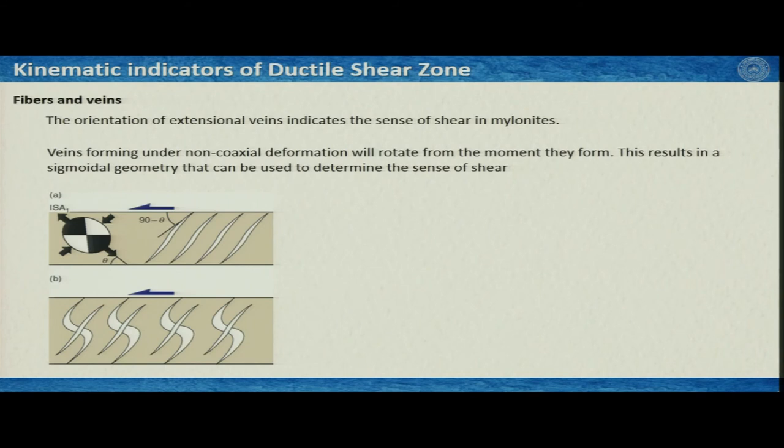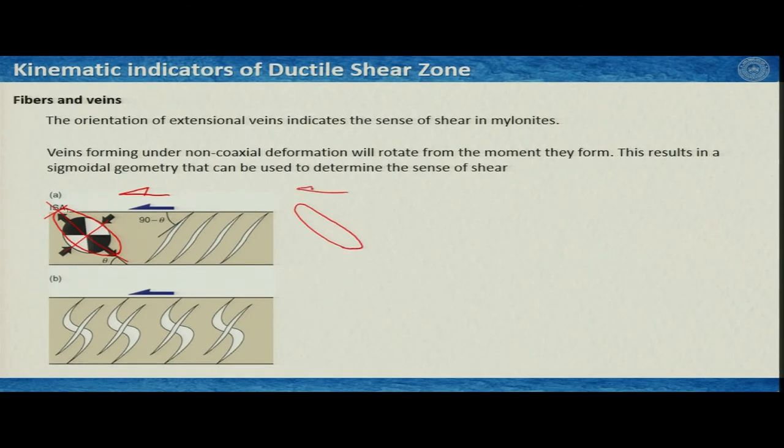Now we'll go to another kind of kinematic indicator, which is fibers and veins. The orientation of extensional veins indicates the sense of shear in mylonites. Now, veins forming under non-coaxial deformation will rotate from the moment they initially generate, and this results in a sigmoidal geometry that can be used to determine the sense of shear. So here are two illustrations. What we see here is that once I have initiated a shear in the sinistral manner, as you see here, then the bulk strain ellipsoid could be like this instantaneously, the ISA. I'm just exaggerating it from the original one.